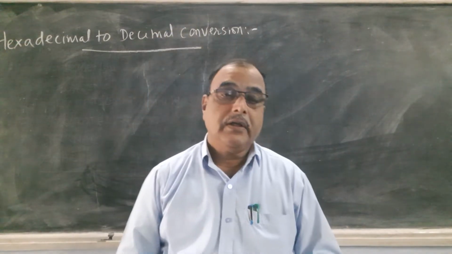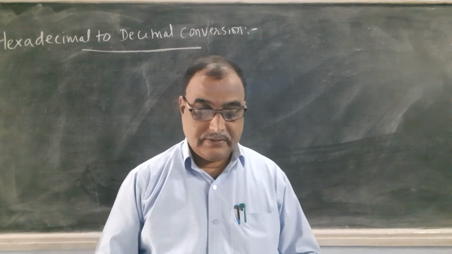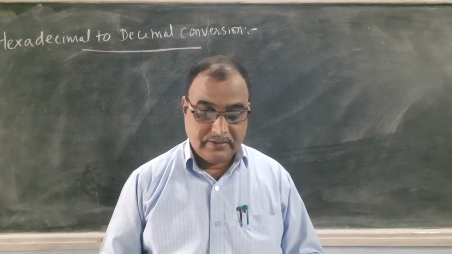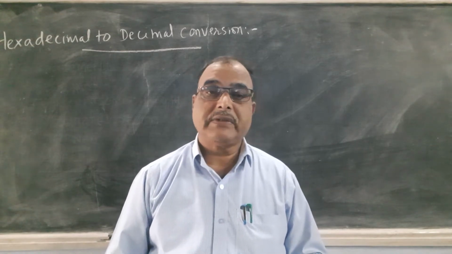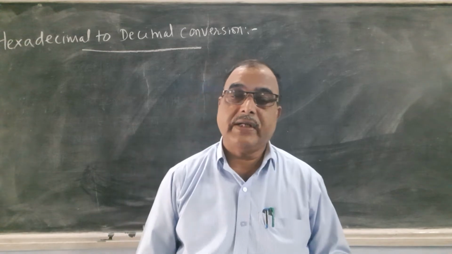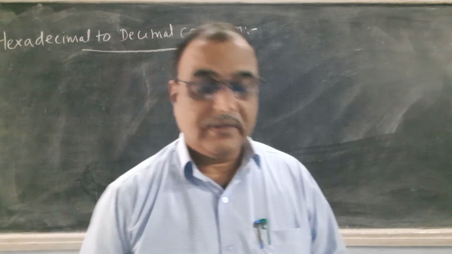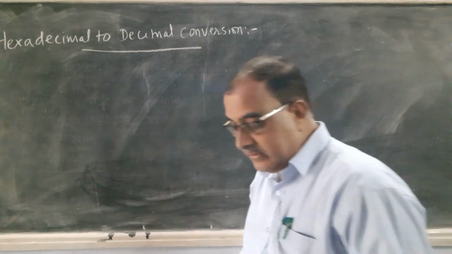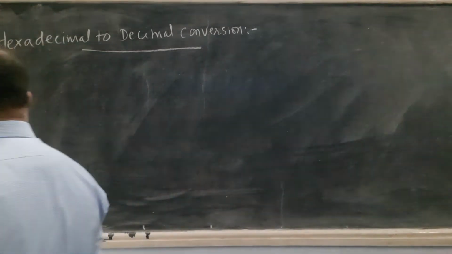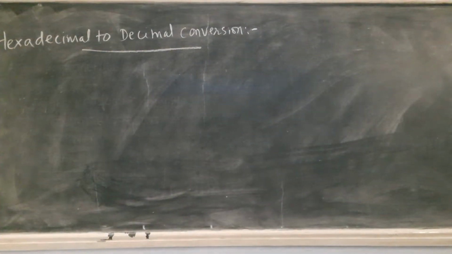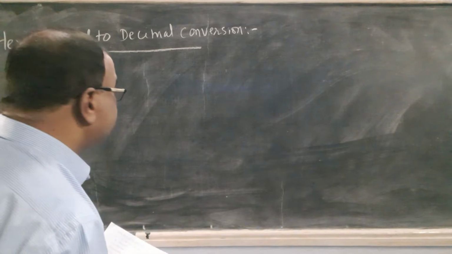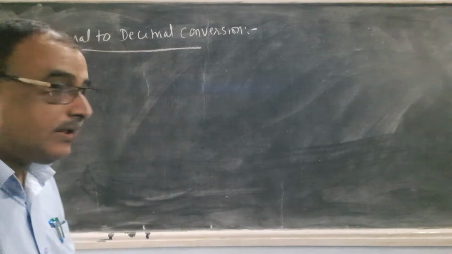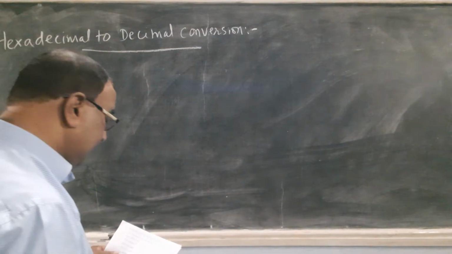Dear students, today let us consider the conversion of a hexadecimal number to a decimal number. In the previous class you have seen the conversion of a decimal number into a hexadecimal number, right? So we are considering today hexadecimal to decimal conversion. In converting a hexadecimal number into a decimal number, first you write the hexadecimal number and then the decimal code of that particular digit, right?